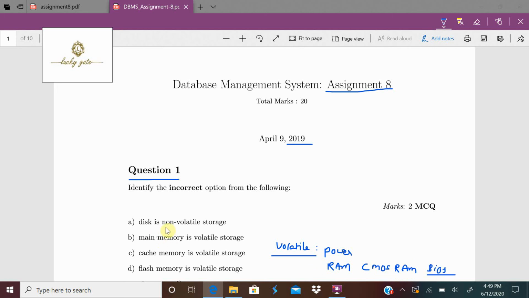So disk is non-volatile storage, which is a correct statement. Main memory is volatile storage, correct. Cache memory volatile storage, correct. Flash memory volatile storage, it is incorrect.